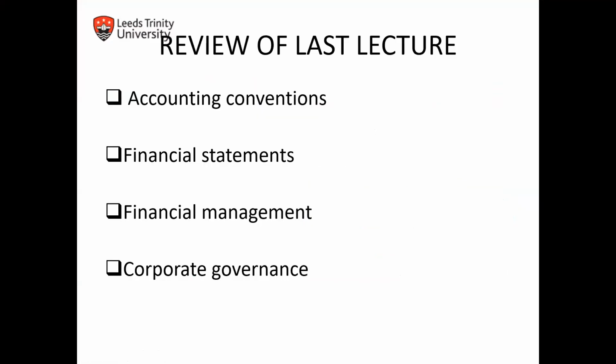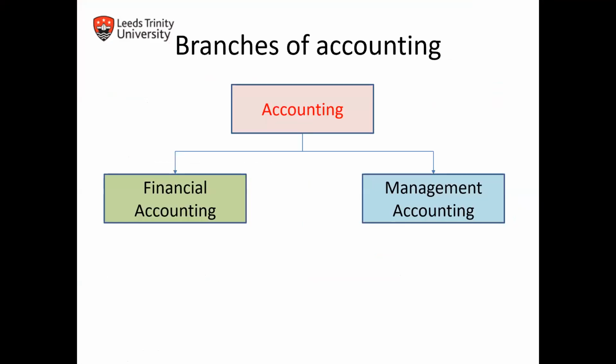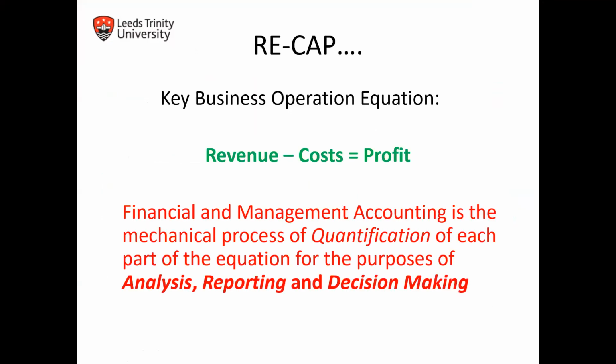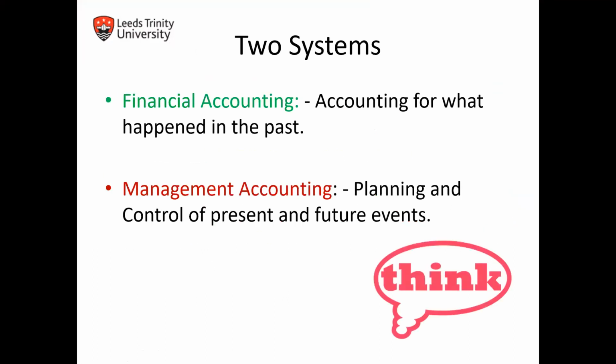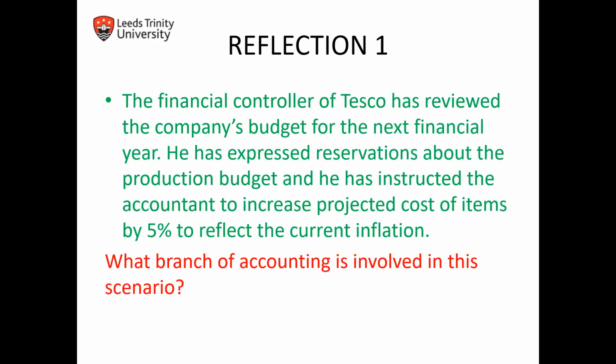Review of last lecture. Accounting conventions, financial statements, financial management, corporate governance. Accounting, as we know, we have financial accounting and management accounting. One of the key business operation equations: revenue minus cost is equal to profit. Financial accounting is mainly focused on what has happened in previous years, previous periods. And management accounting is based on planning and control of present and future events.